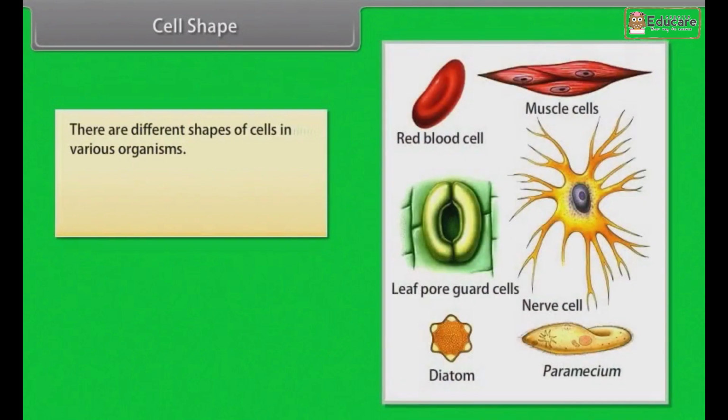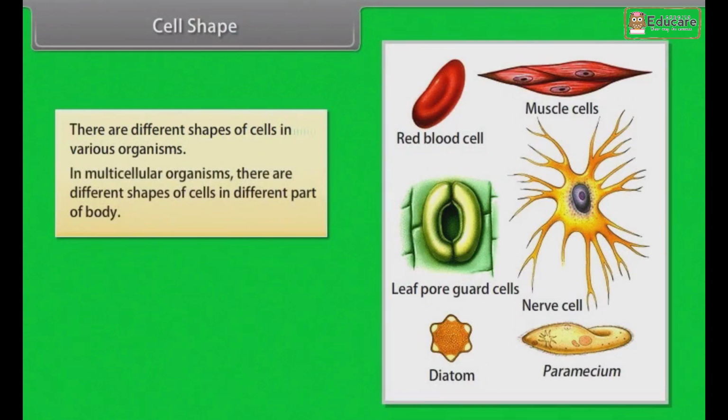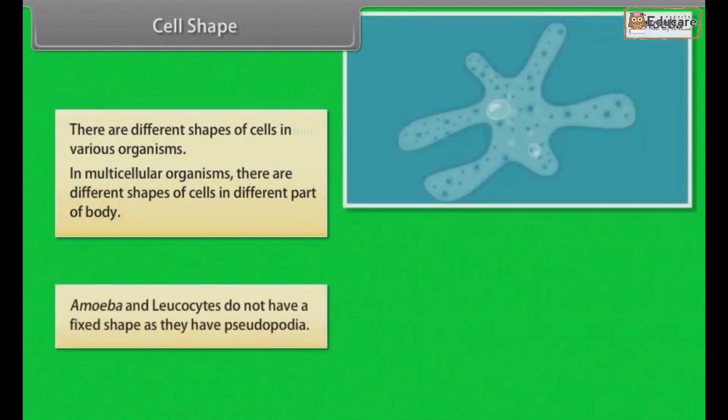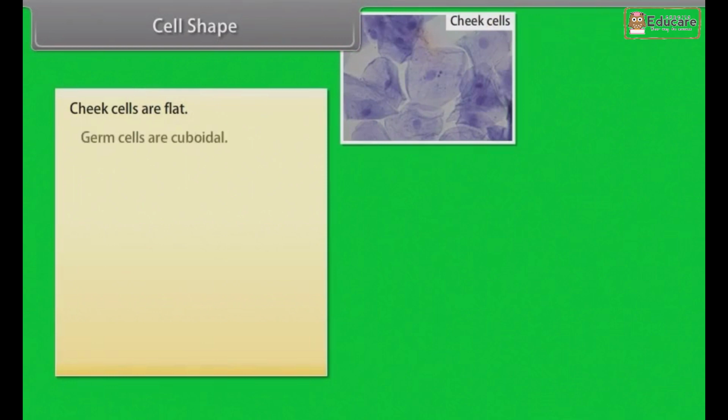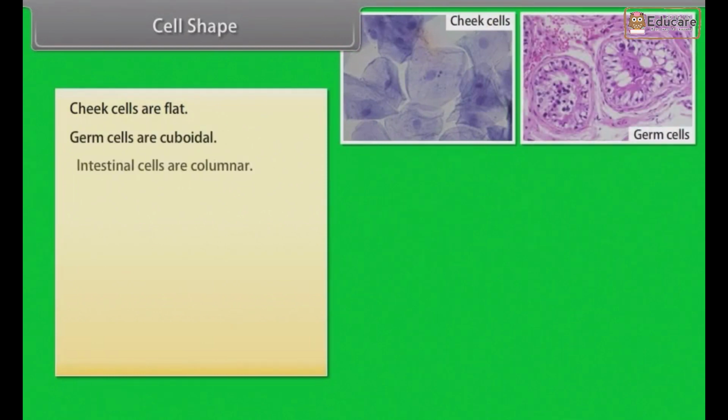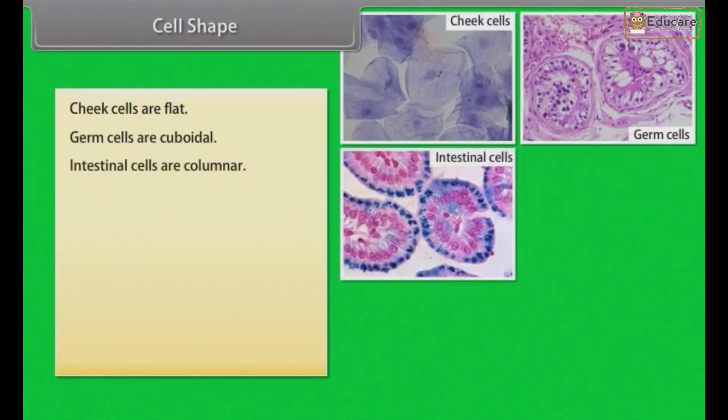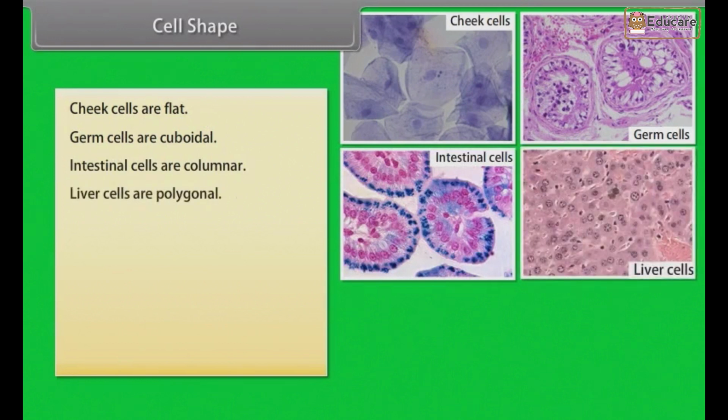Cell shape. There are different shapes of cells in various organisms. In multicellular organisms, there are different shapes of cells in different parts of body. Amoeba and leukocytes do not have a fixed shape as they have pseudopodia. Cheek cells are flat. Germ cells are cuboidal. Intestinal cells are columnar. Liver cells are polygonal.